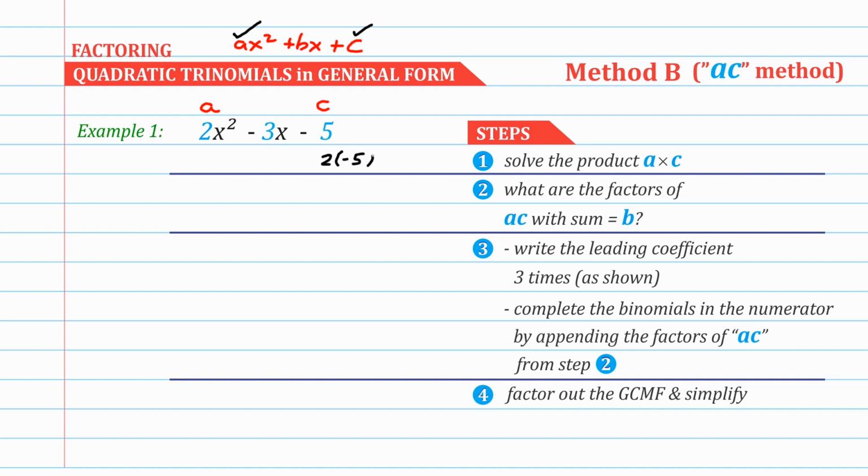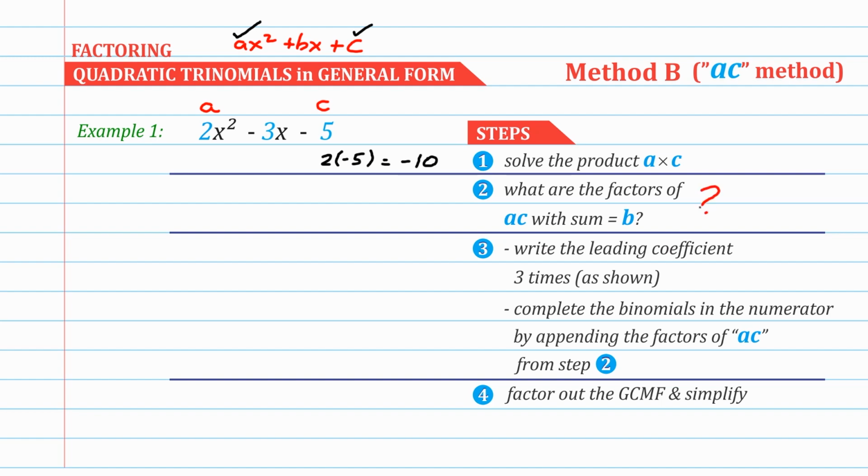So getting the product AC, it's actually equal to -10. Now, notice product of AC. Kaya pala tinawag na AC method because the very first step is to get the product AC. Very easy to memorize. Very AC. Okay, next. Step 2. What are the factors of AC with sum equal to B?